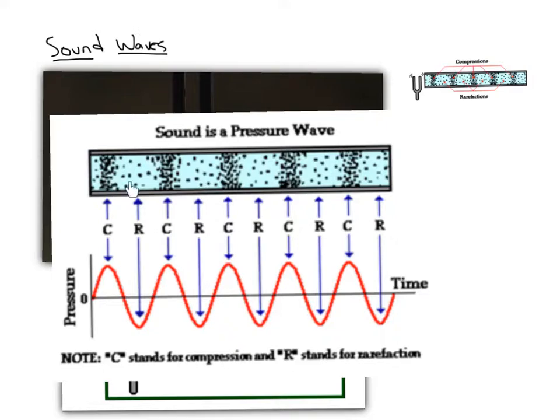So if I were to ask you to find the wavelength of a sound wave, what distance would you measure? Well, you should see that you want to measure from crest to crest. So from high pressure point to high pressure point, or you could go from rarefaction to rarefaction. So you could go from here to here or here to measure the wavelength of a sound wave.